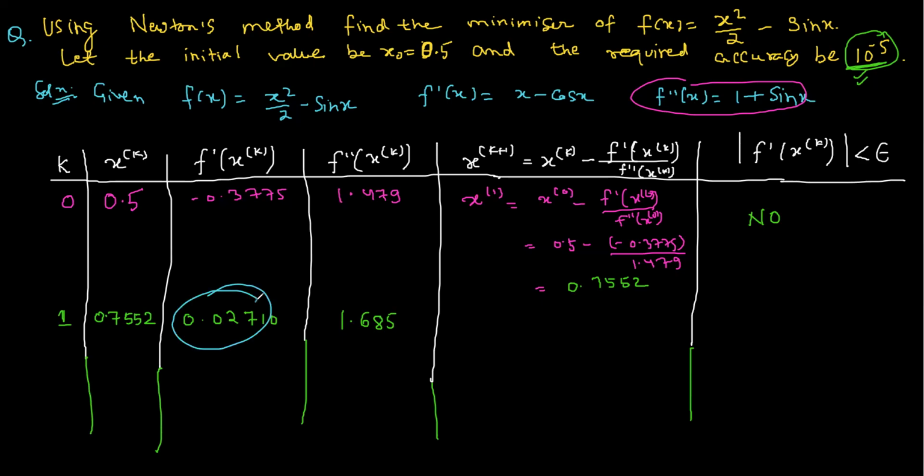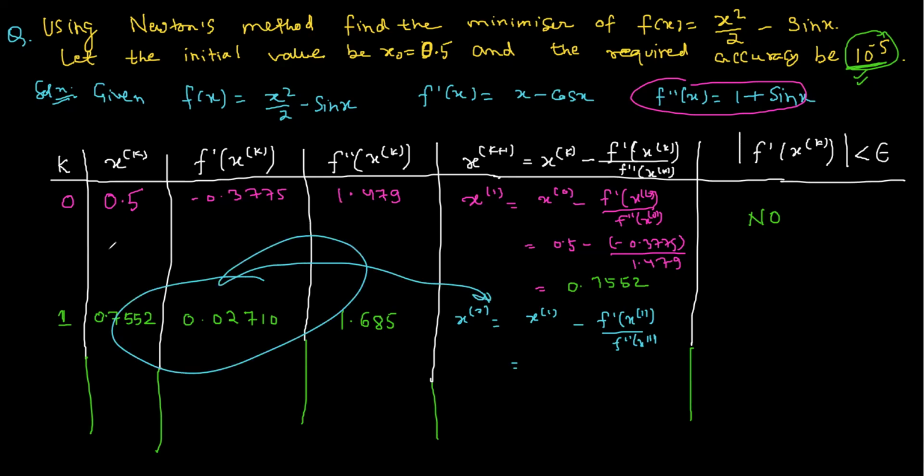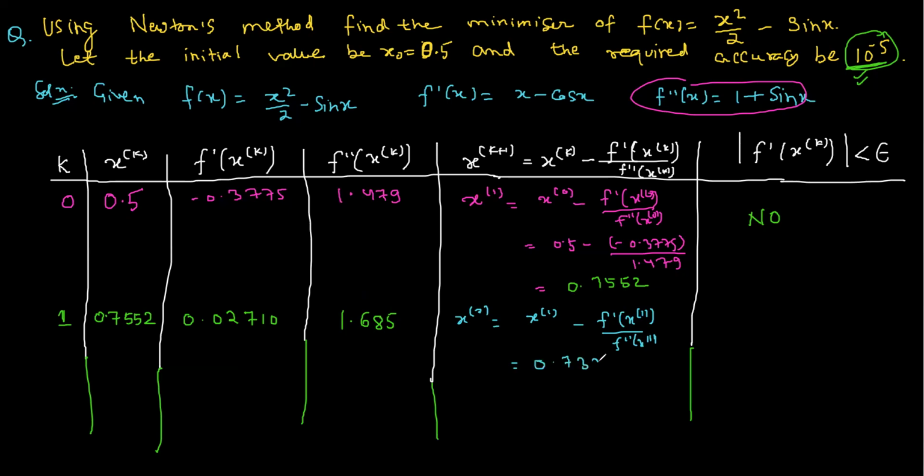Check only the first value. No need to check further because I calculated. Now x2 will be, you can verify later, no problem, x1 minus f dash x1 divided by f double dash x1, right? So when you put 0.752 and all these values right here, what will you get? 0.7391. Is it less than 10 raised to minus 5? No. Okay, then go to the next iteration, right?